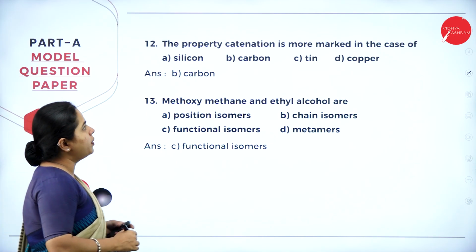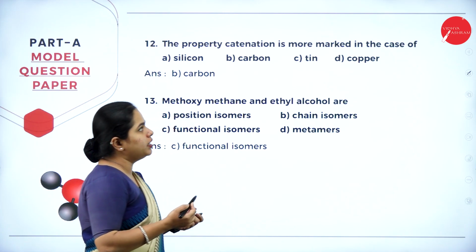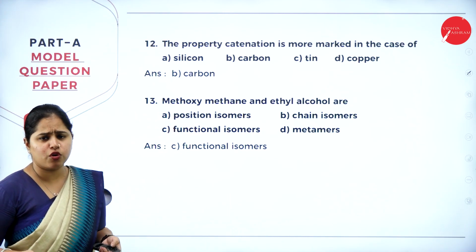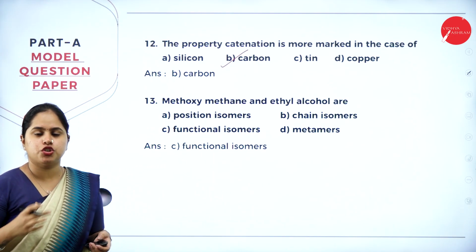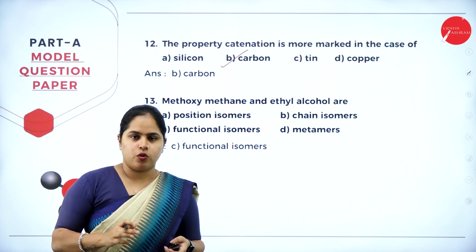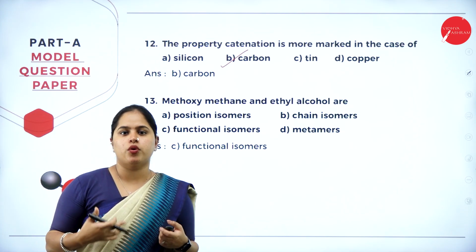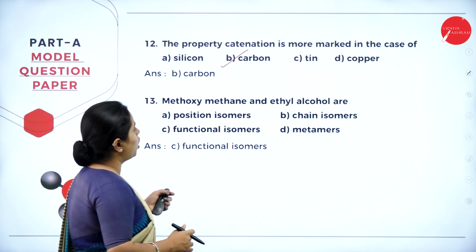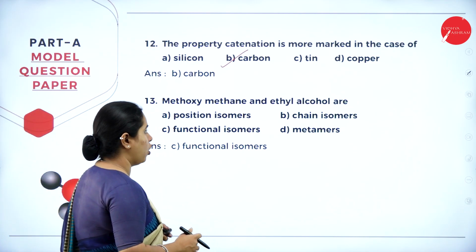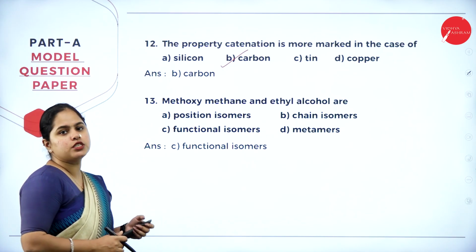Next question. The property catenation is more marked in the case of silicon, carbon, tin, copper. Of course, the answer is carbon, right? The property of catenation is shown highest by carbon. Okay, carbon is having 4 valency, right? So it is the one which is showing the highest property of catenation. Now the next one, methoxymethane and ethyl alcohol are position isomers, chain isomers, functional isomers, metamers.